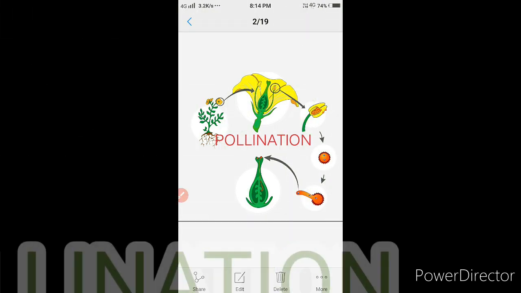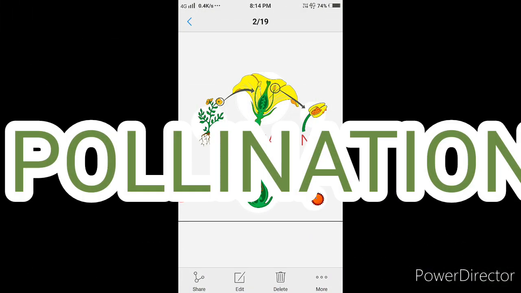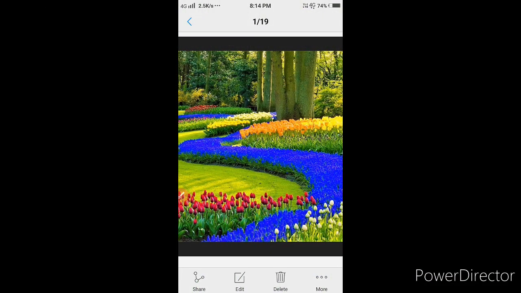Our today's topic is pollination. We know that different plants have different types of flowers, and flowers are of many sizes, shapes and colors. The flower is that part of the plant which contains the reproductive organs. So before we know about pollination, let us know about the parts of the flower again.